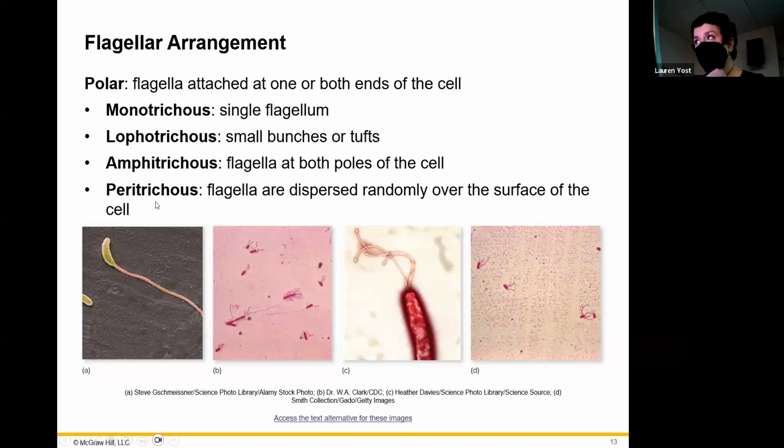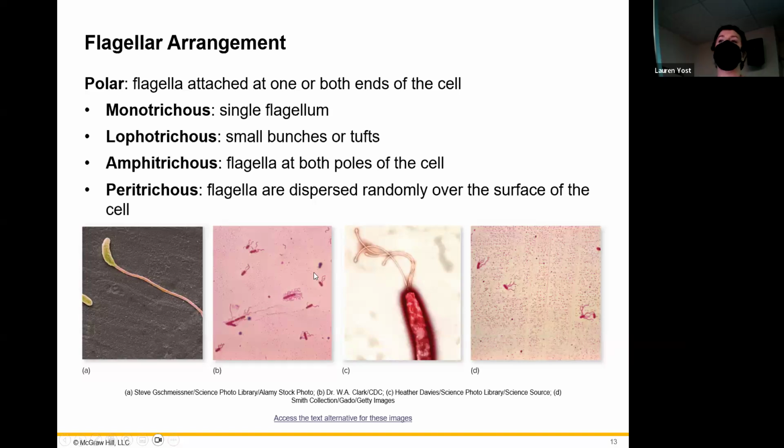Next we have lophotrichous. This is tufts. So in picture C, we have a pretty good picture of that, sort of how E. coli would look. They have a tuft at one end. Amphitrichous, you have usually one flagella at each end. I don't have a good picture of that one on here, but it's usually one flagella at each end. And then we have the peritrichous is all over. So obviously B, you can see this guy here, very good example of a peritrichous arrangement of flagella.